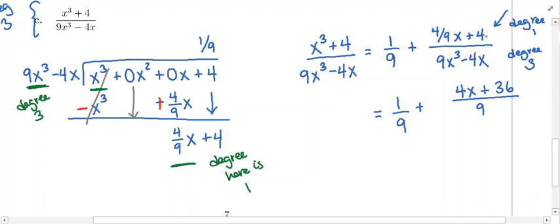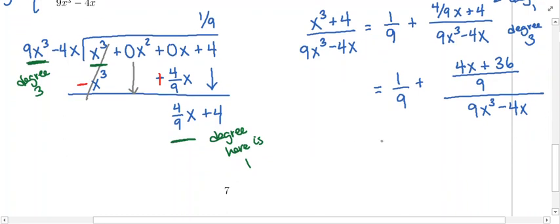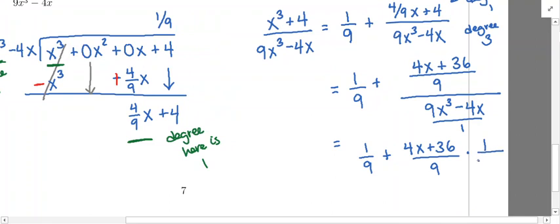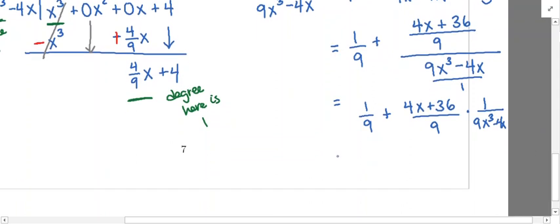Okay, 36 divided by 9 gives you the 4. And this is going to be divided by 9x cubed minus 4x. If I just divide the fractions, where this is over 1, this is going to be 1/9 plus 4x plus 36 over 9 times 1 over 9x cubed minus 4x. So basically this is 1/9 plus 4x plus 36 over 9 times 9x cubed minus 4x.